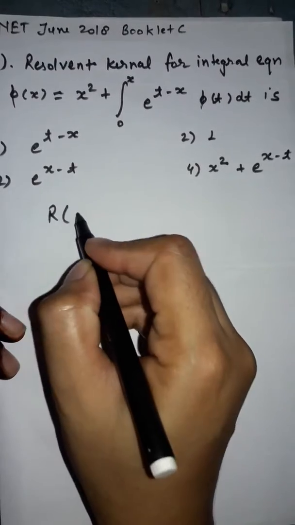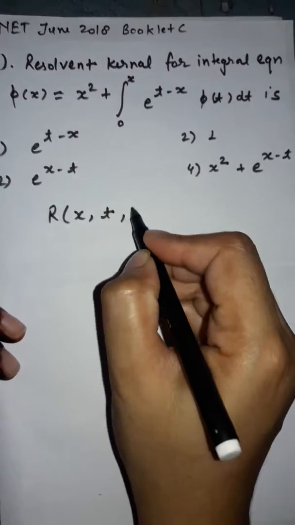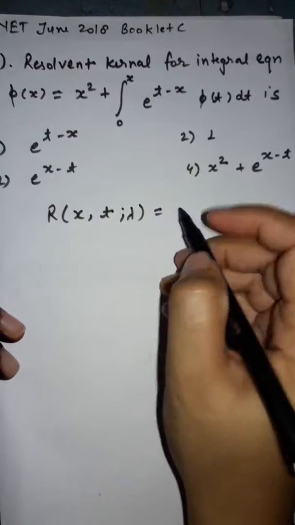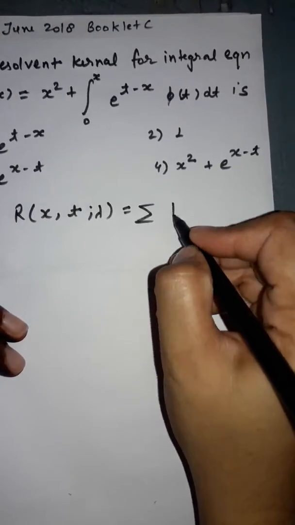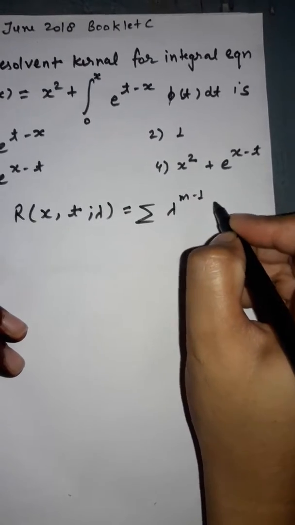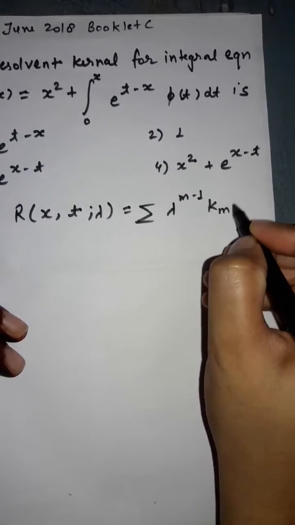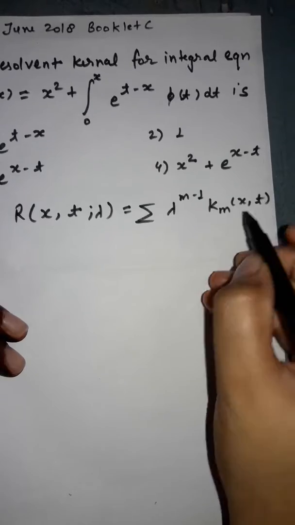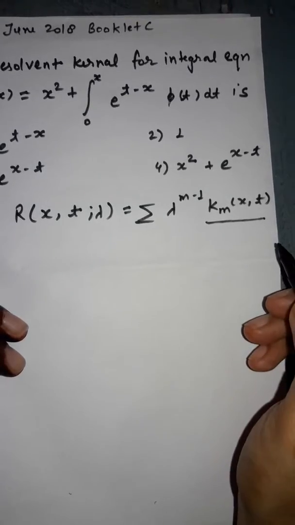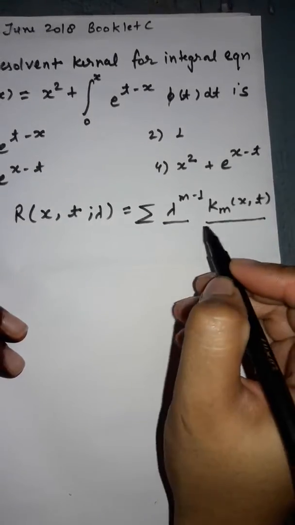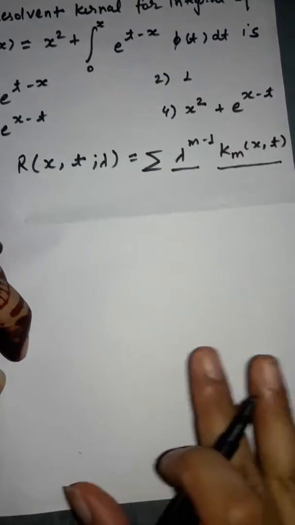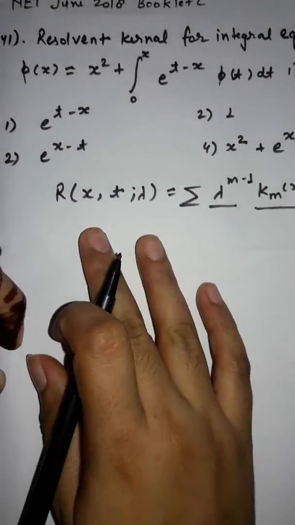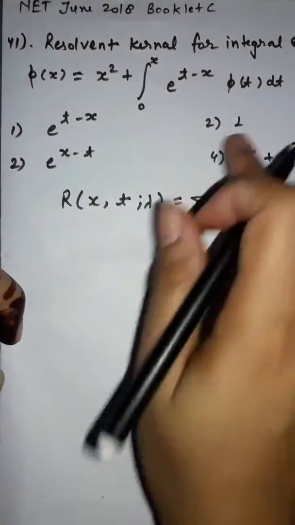So the resolvent kernel formula is, you should know the formula. Lambda to the power m minus 1 Km of x comma t. Okay, this Km of x comma t is the iterated kernel and this lambda is our eigenvalue. Okay, so now we got the formula for a resolvent kernel, and see this equation.